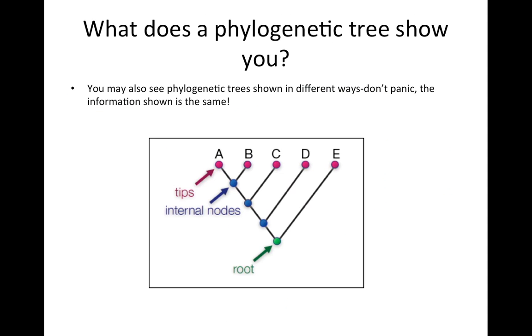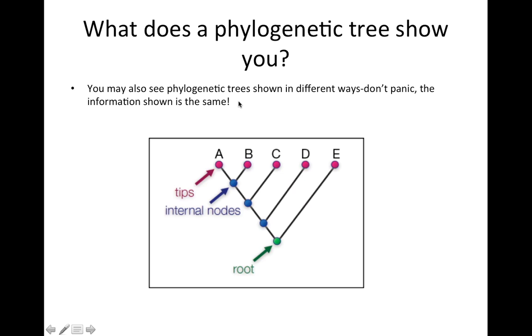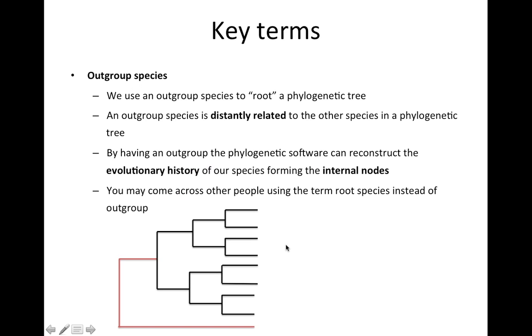I just want to show you a different phylogenetic tree, so please don't panic, the information shown here is the same. Phylogenetic trees can actually be drawn in a number of ways. We won't be using one like this, ours will look like this, but if you ever do come across one that looks slightly different, don't panic, it's showing you exactly the same thing. So these are your tips or your external nodes, these are your internal nodes, and this is your root, so E is your root. Okay?